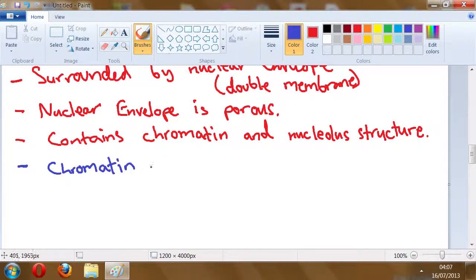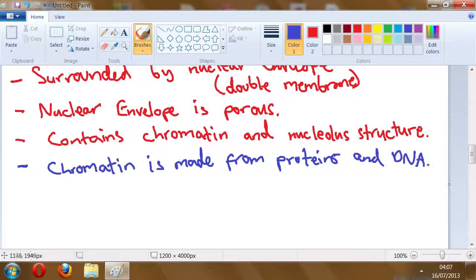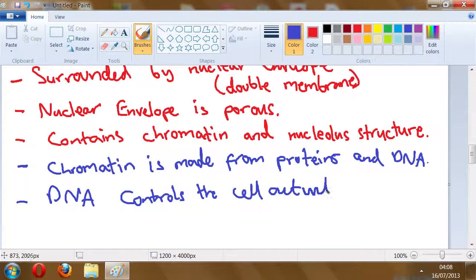So chromatin, made from proteins and DNA. And obviously, something like DNA, you have to speak around a lot more, but not now. But you can control some activities.